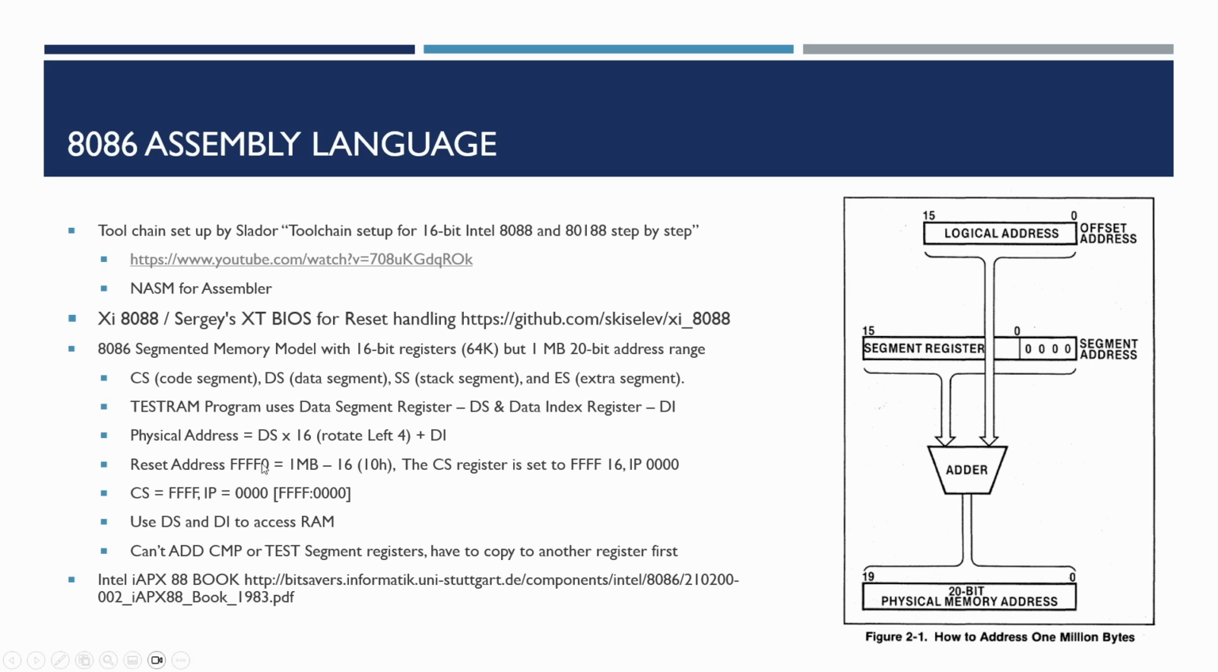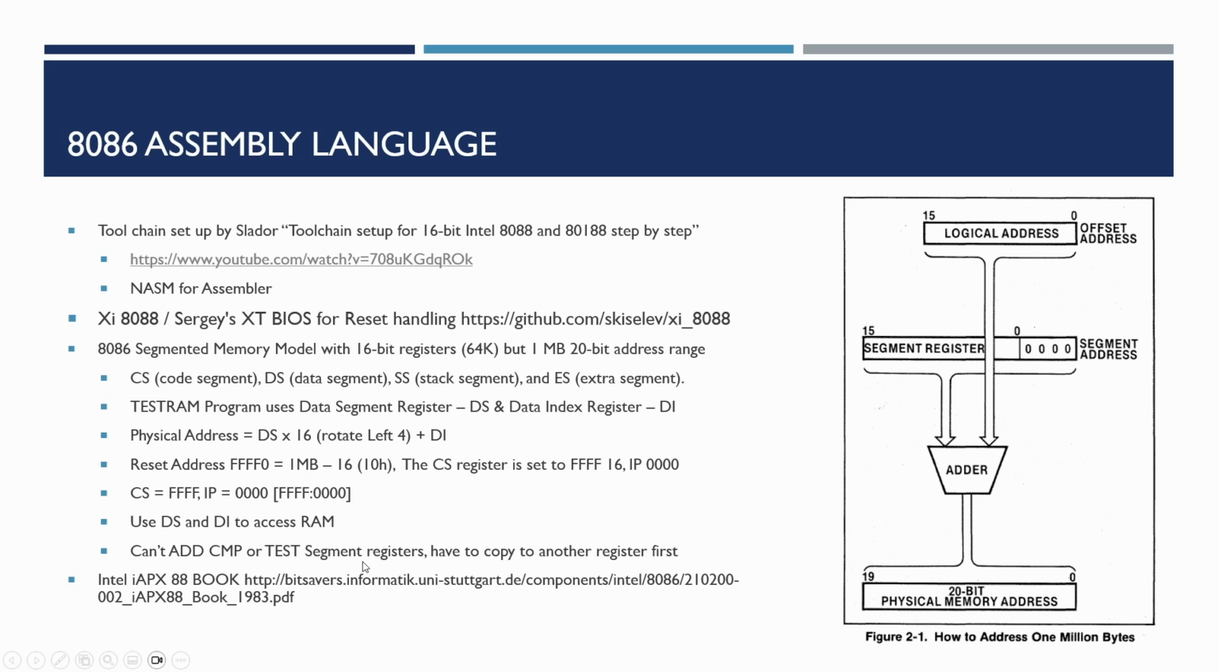Now, the reset address is FFFF0, so that's really 1 megabyte minus 16. On reset, the code segment register is set to four Fs and the instruction pointer is set to 0. So that means you get FFFF0 there. This is normally represented with the segment first and then the logical address. In order to calculate the physical address, you'd take the segment, multiply it by 16, and then add the offset. So we're going to be using the DS and DI to access the RAM. There's one thing I did discover: you can't add, compare, or test segment registers.